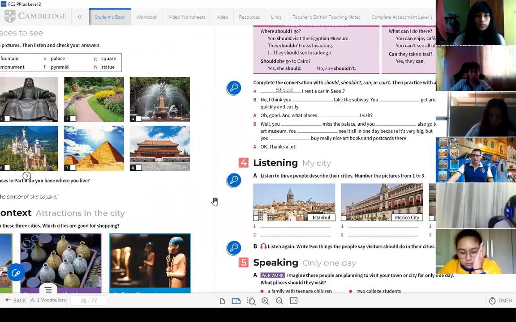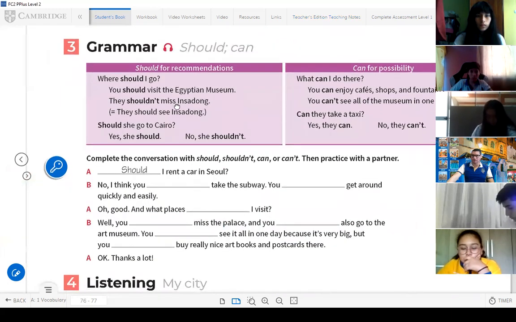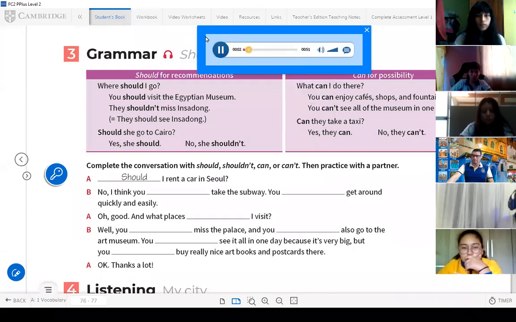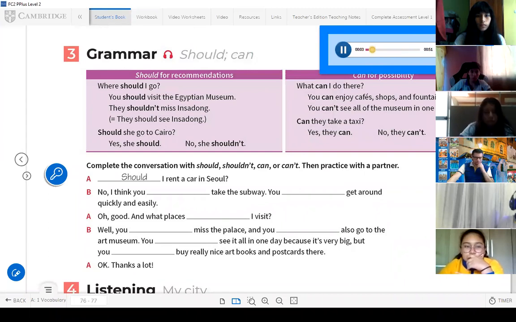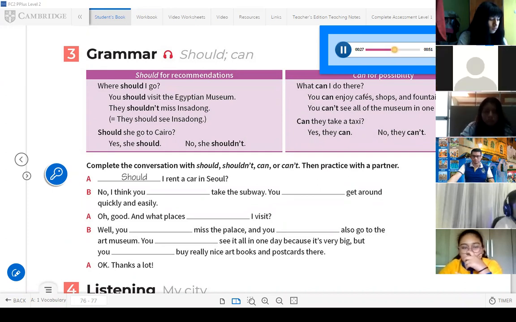Here we have the use of should and can. So pay attention. Listen, please. Page 77, exercise 3, grammar, should, can. Should for recommendations. Where should I go? You should visit the Egyptian Museum. They shouldn't miss Insadong. They should see Insadong. Should she go to Cairo? Yes, she should. No, she shouldn't.